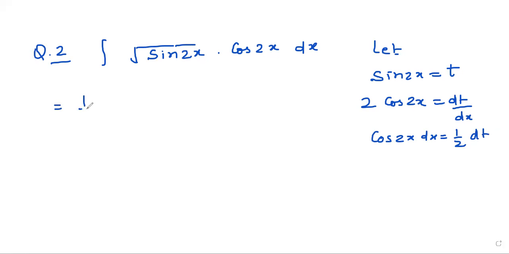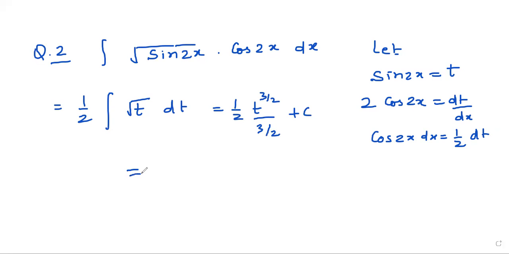So our question will become 1 by 2 integration root t dt, which will become 1 by 2 t power 3 by 2 divided by 3 by 2 plus c, or 1 upon 3, this 2 will cancel out, 1 upon 3, and t is sin 2x, power 3 by 2 plus c.